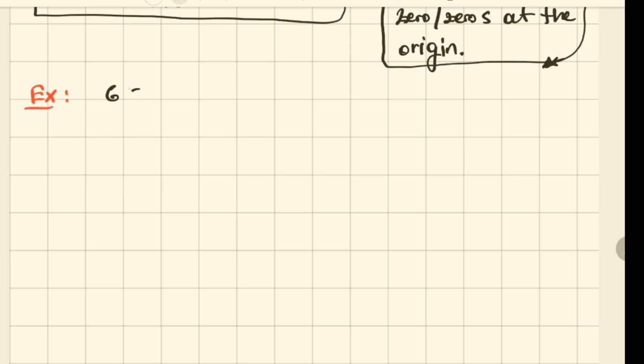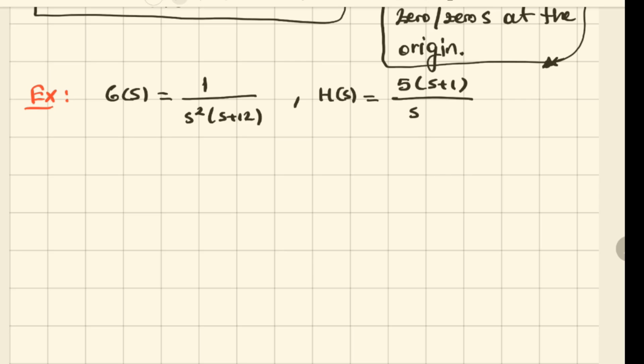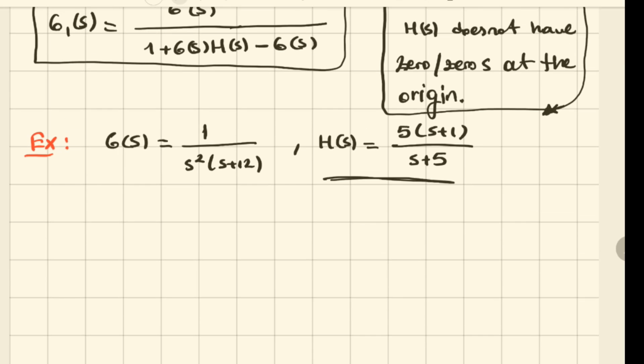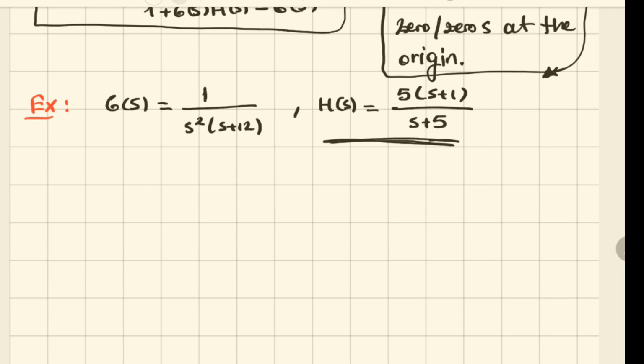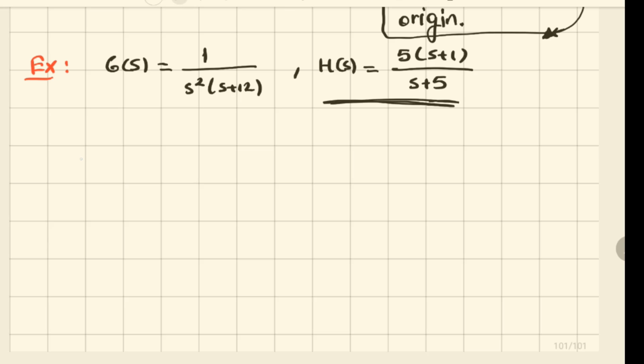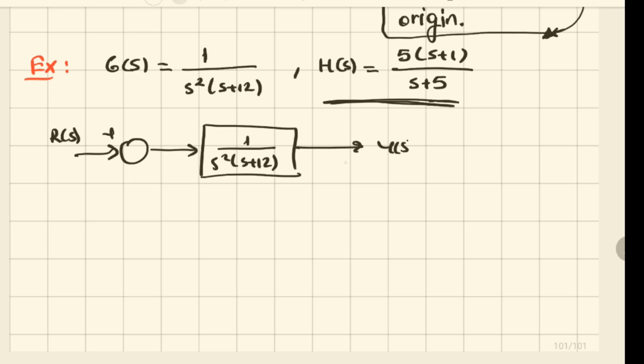Okay. New example. G(s) is equal to 1 over s squared (s plus 12), and H(s) is equal to (5s plus 1) divided by (s plus 5). In here we can see H(s) has no zeros at the origin. So we can easily apply this system. What is the original system now? Let's draw it. First, we have 1 over s squared (s plus 12), and output a feedback gain, which is (5s plus 1) divided by (s plus 5).